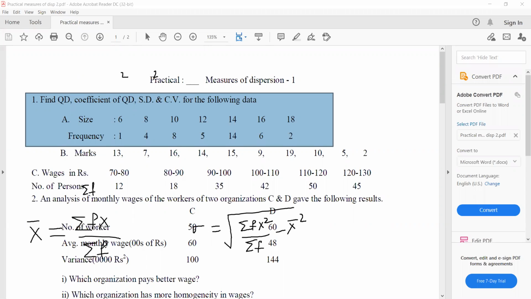So you have sigma fx, obtain the total of the column fx, in the last row of the table only, and indicate the total. And then we need the total of f into x square, which is sigma fx square. And then substitute these totals in the formula of mean and standard deviation.